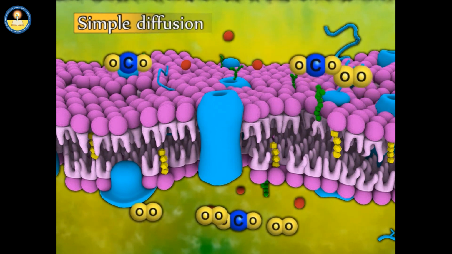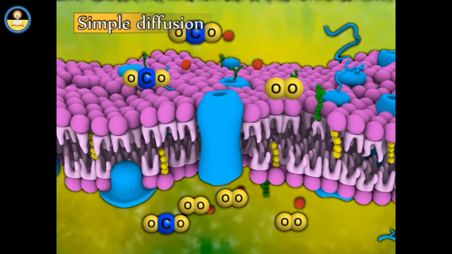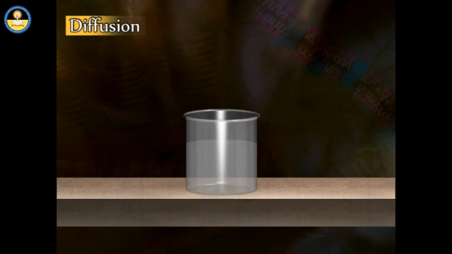The movement of substances across the membrane usually takes place through diffusion. Diffusion. It is basically a spreading out process. Diffusion allows the movement of particles from an area of high concentration to an area of low concentration.